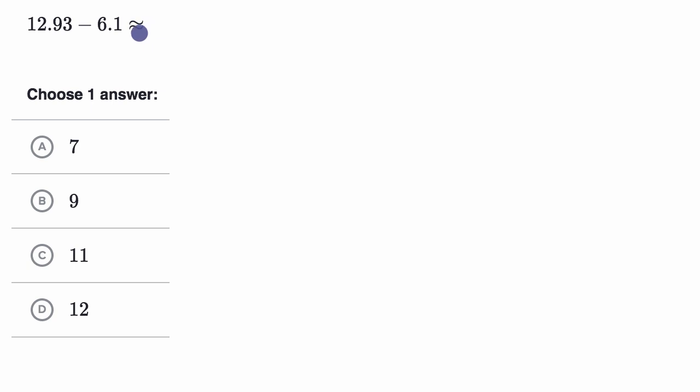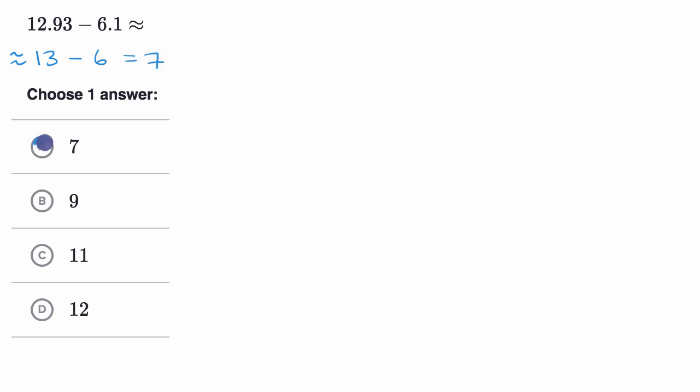The whole point of estimation is to be able to do it quickly and get close to the answer. You don't have to get the exact answer. Well, let's think about it. The way my brain would do it is, let's just round each of them to the nearest whole number. So this is going to be approximately 12.93. If I round to the nearest whole number, I'm going to round up to 13. And 6.1, if I round to the nearest whole number, I'm going to round down to 6. So I could say this is roughly 13 minus 6, which is equal to 7.